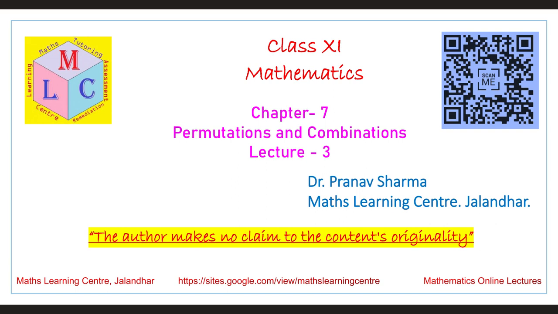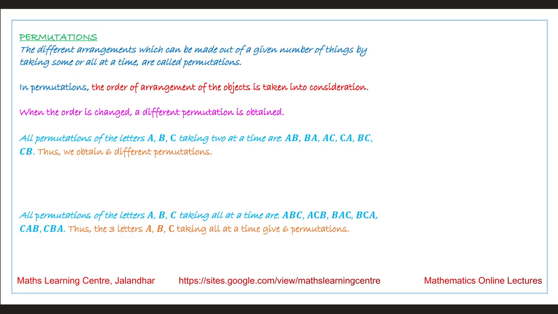We are going to start now lecture 3 of chapter 7, class 11th mathematics, permutations and combinations. We start this chapter with the definition of permutations. So suppose we are saying that some different things are being given to us. So these are three different things given to us, and we want to make different arrangements with these three things.